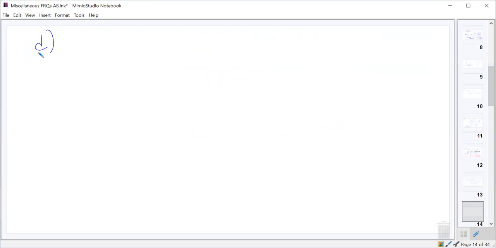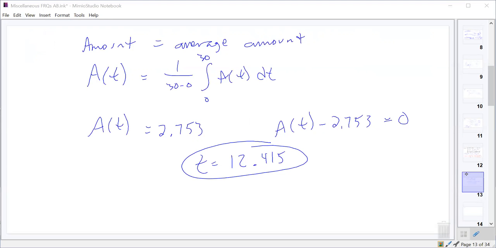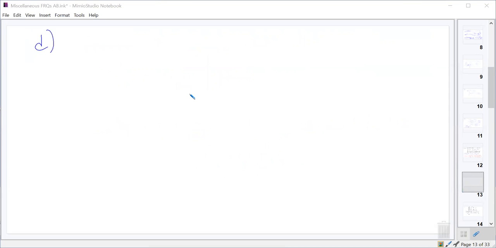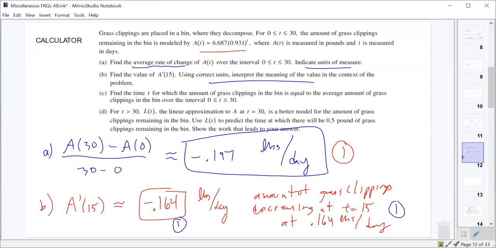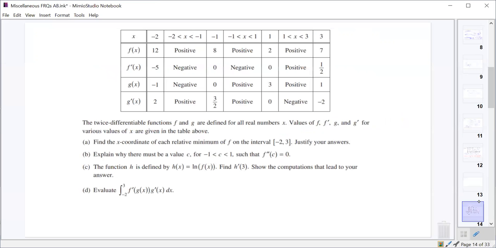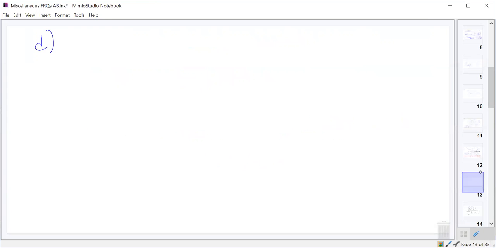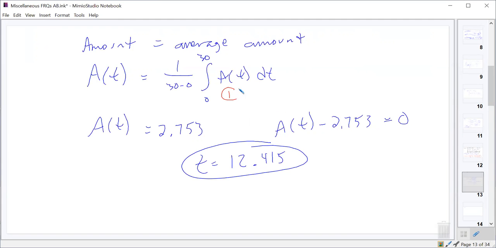All right, points for that one. 2 points: 1 point for the integral, 1 point for the answer.